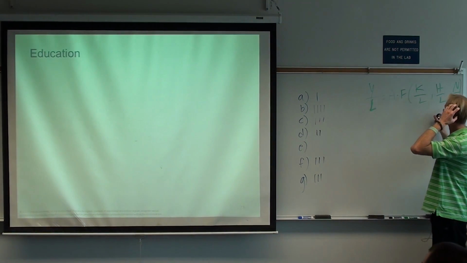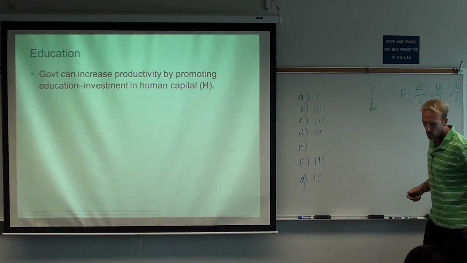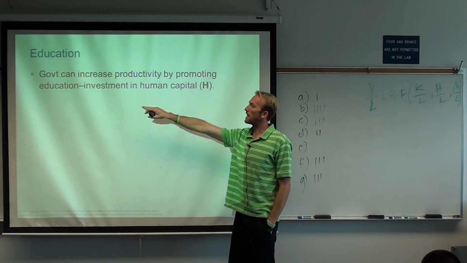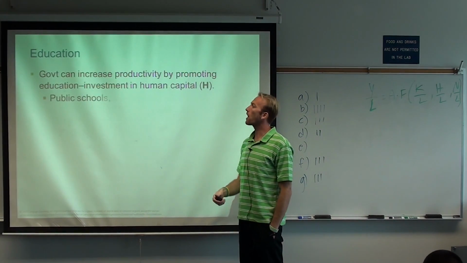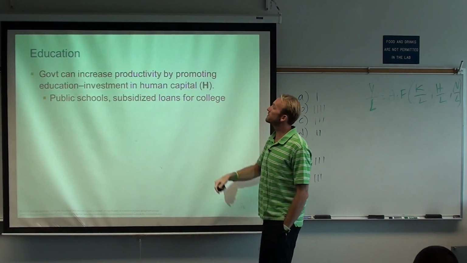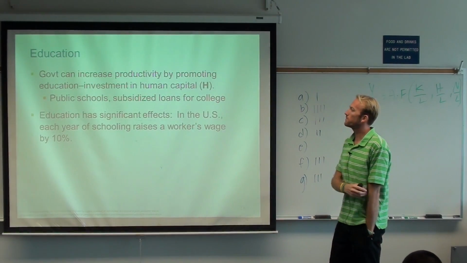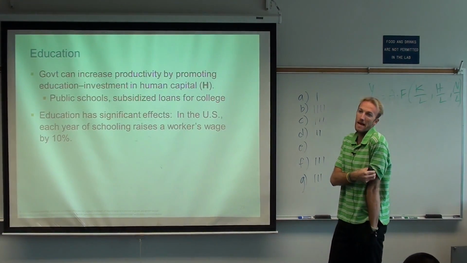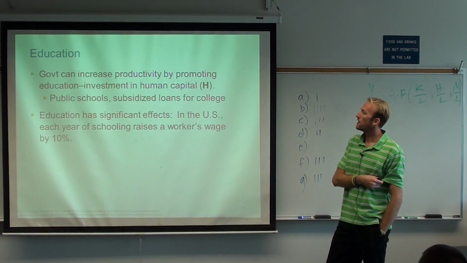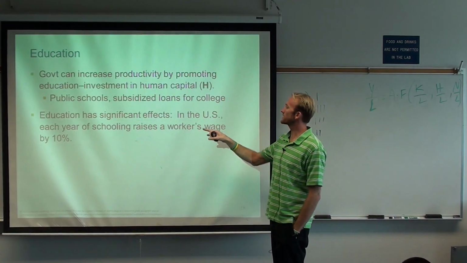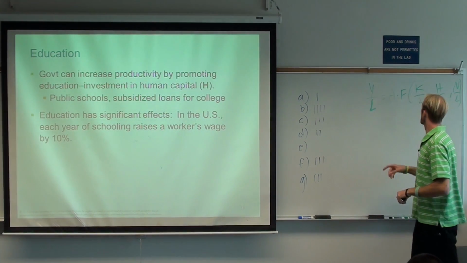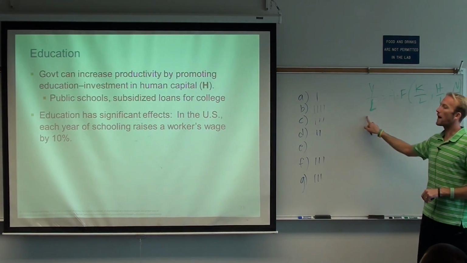Okay, let's talk about education now. Let's move on to H over L. So how does H over L look? If you promote educational investment in human capital, we know Y over L goes up. So that's why we have public schools, right? That's why we have subsidized loans for college. In the U.S., it's been estimated that each year of schooling raises a worker's wage by 10%, right? It's huge, right? So each year of schooling makes H over L go up, which means Y over L goes up.